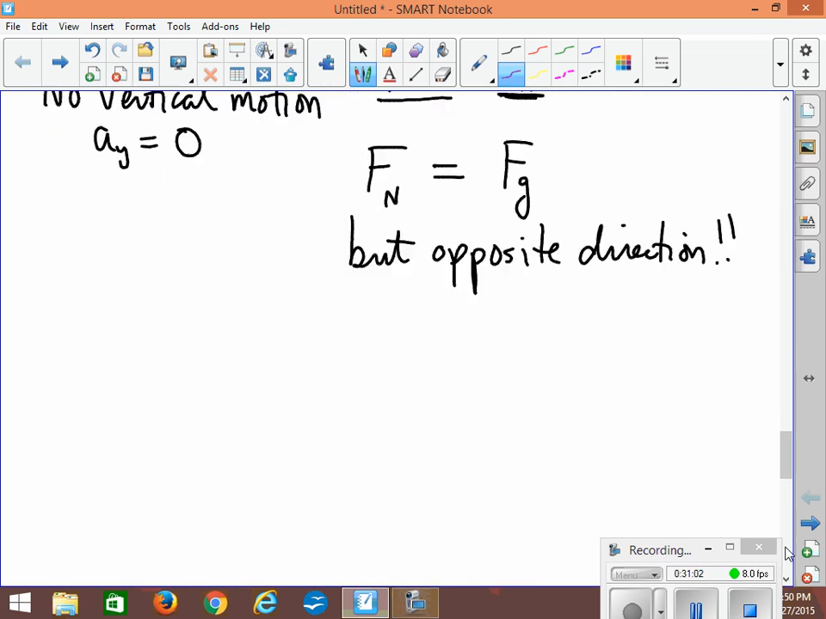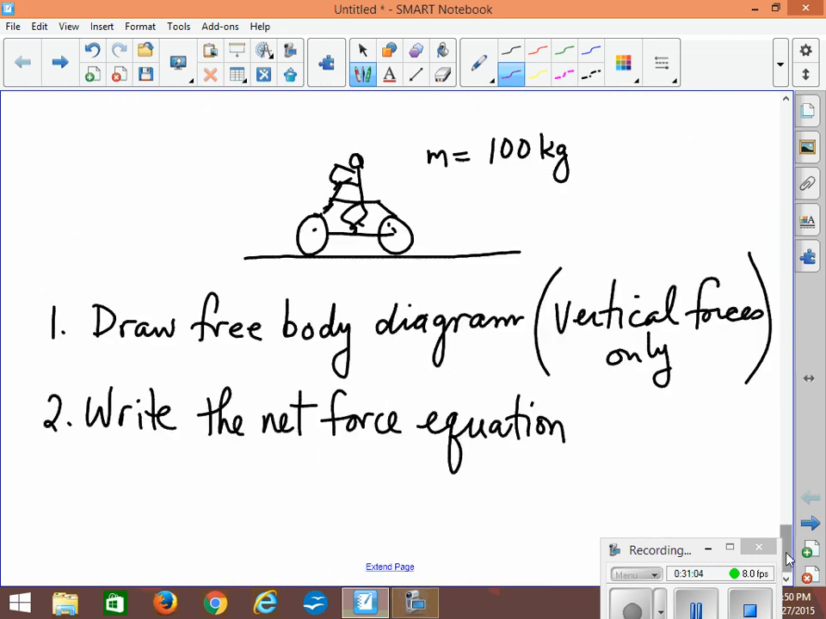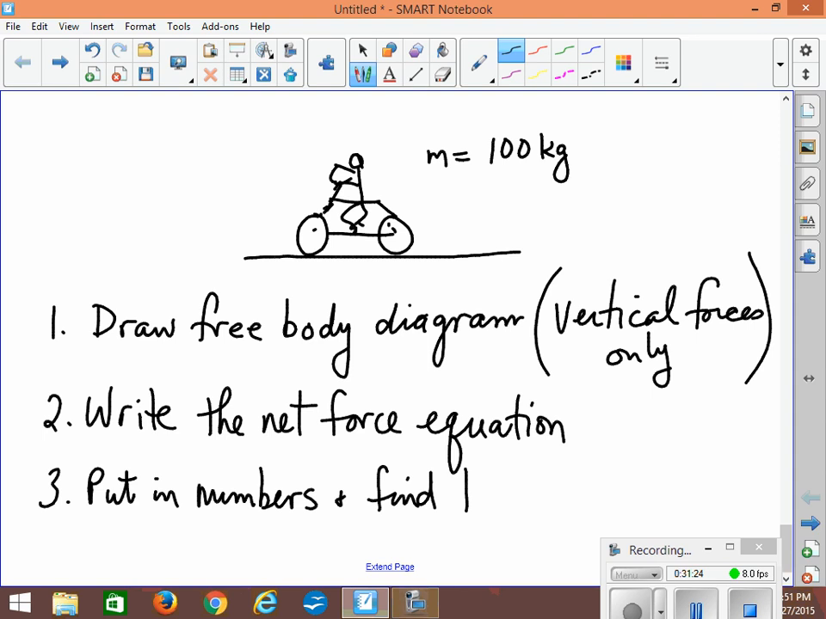Now let's go back down. And the third thing I would like you to do is use that equation that you've written, all right? Put in the numbers that you can, whatever numbers you can think of. The masses, 9.8, and so on. And find the normal force.